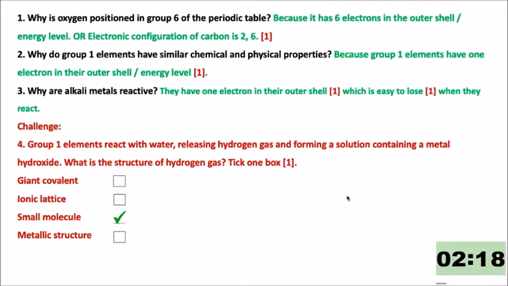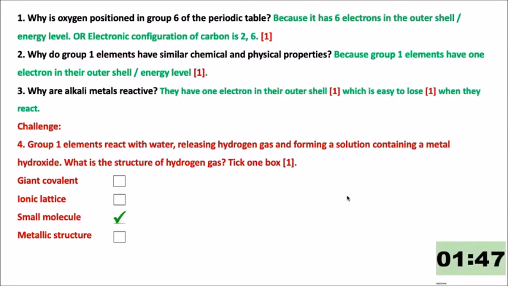So the third question was about why alkali metals were reactive. Remember the examiner said you could score 2 marks, so that gives you a hint as to which answers you should write down. First of all, you need to tell the examiner that there's one electron in their outer shell or energy level, and it is very easy to lose this one electron when they react. It's very, very important that you put the word easy, okay? Easy to lose, because it's talking about why they are reactive.